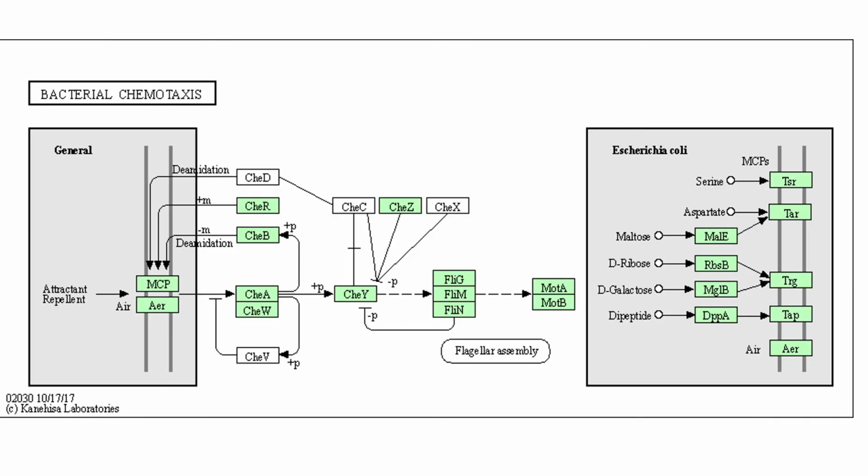For genes TAR and TSR, we found that the appearance of the typical proteins is attractant and repellent in the KEGG pathway. As the pathway graph here shows, serine leads to the appearance of TSR, and aspartate leads to the appearance of TAR.